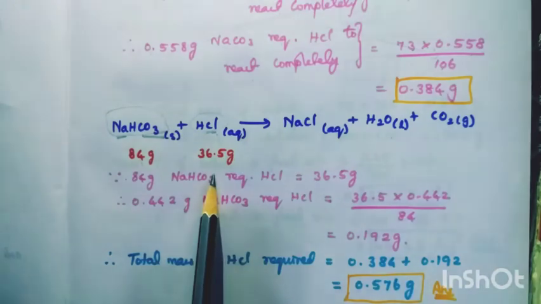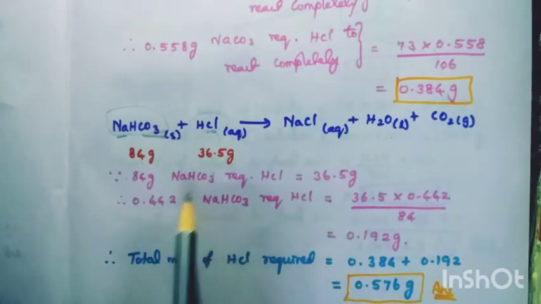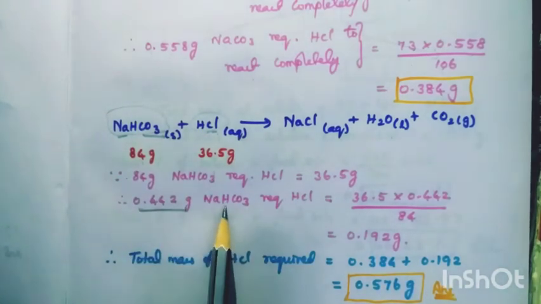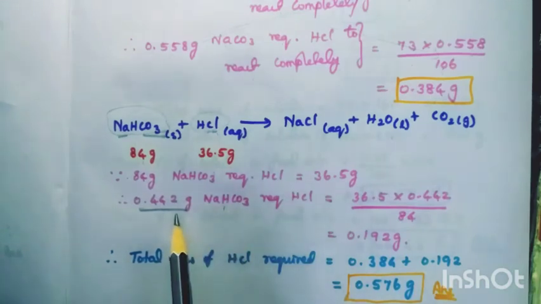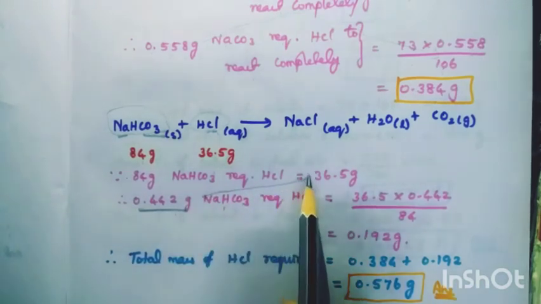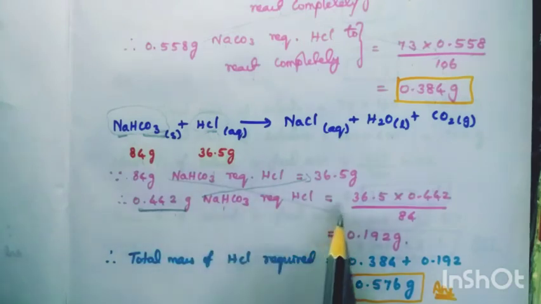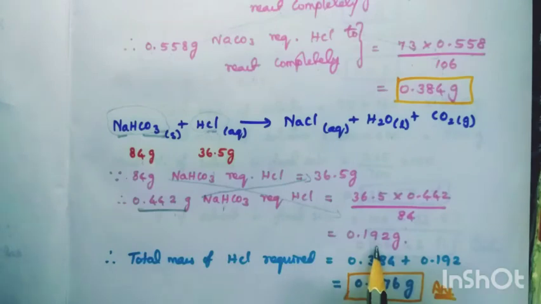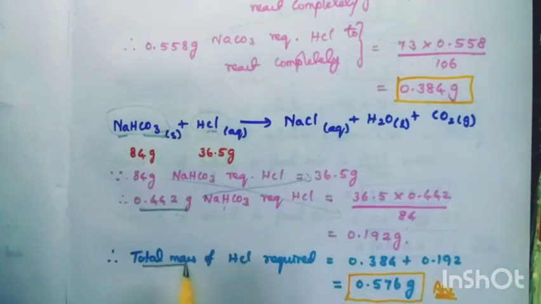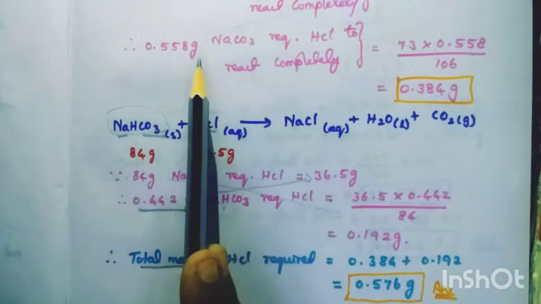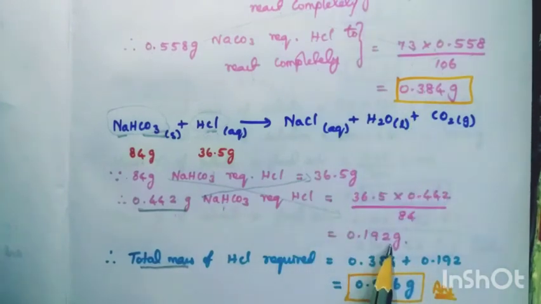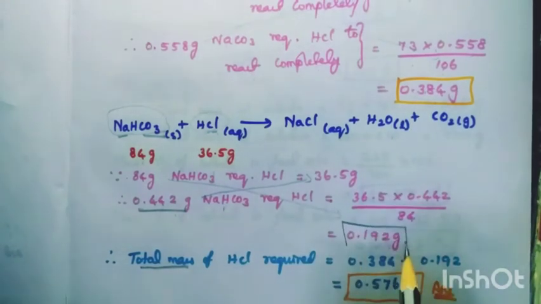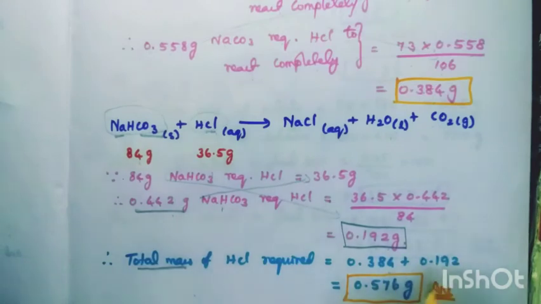That means we found 0.442 gram of sodium bicarbonate. How much does this amount require? Cross multiplication: 36.5 into 0.442 by 84. That is equal to this much. The total mass required is what is asked. For sodium carbonate, this much. For sodium bicarbonate, this much. Then total means add both of these. This is our final answer. This much HCl is required to neutralize the mixture.